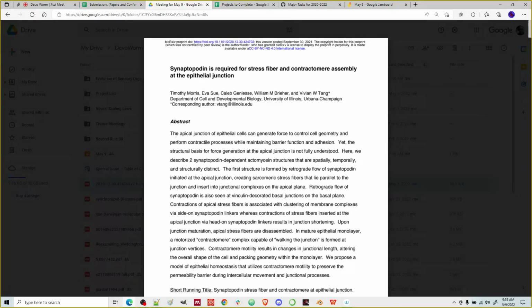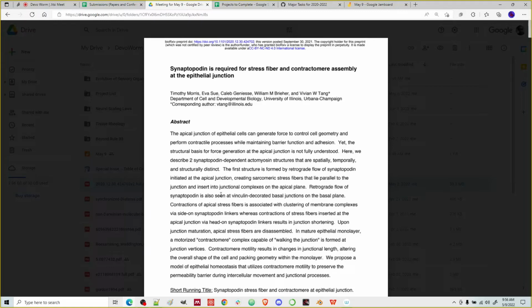So the abstract reads, the apical junction of epithelial cells can generate force to control cell geometry and perform contractile processes while maintaining barrier function and adhesion. Yet the structural basis for force generation at the apical junction is not fully understood. Here we describe two synaptopodin-dependent actomyosin structures that are spatially, temporally, and structurally distinct. The first structure is formed by retrograde flow of synaptopodin initiated at the apical junction, creating sarcomeric stress fibers that lie parallel to the junction and insert into junction complexes of the apical plane.